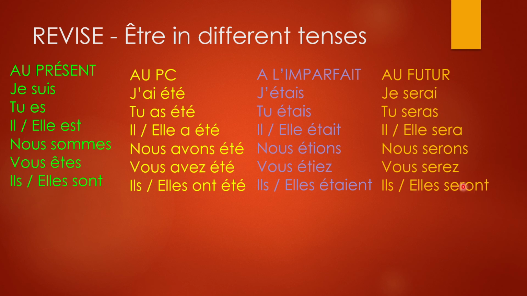In the conditional, it will be je serais with an S, tu serais with an S, il serait with a T, nous serions, vous seriez, ils seraient. Learn it in the conditional as well. It is important that you know this before you proceed.